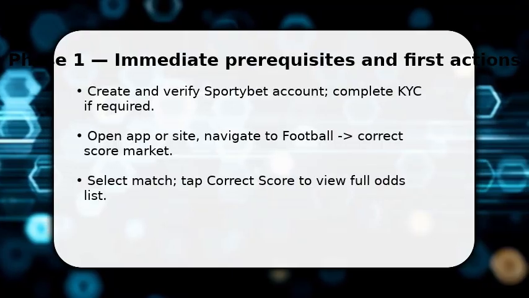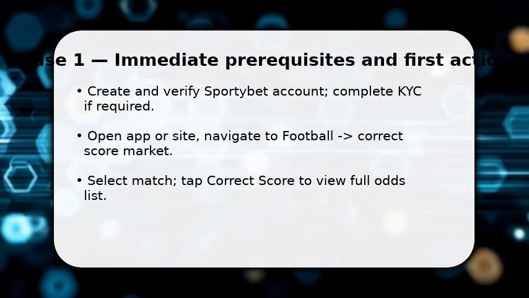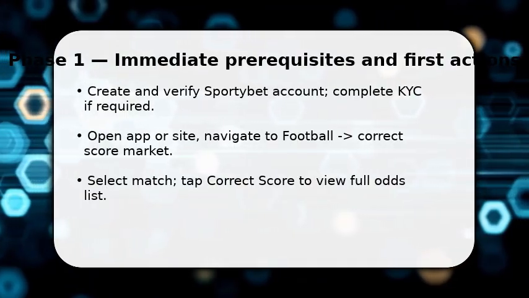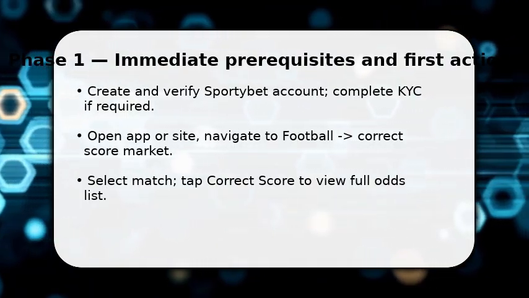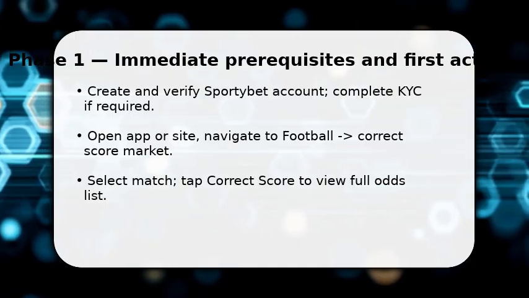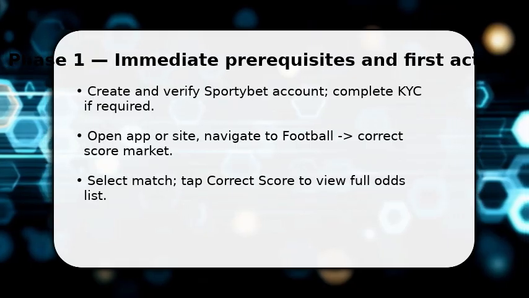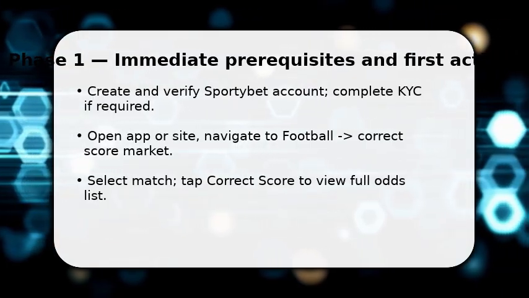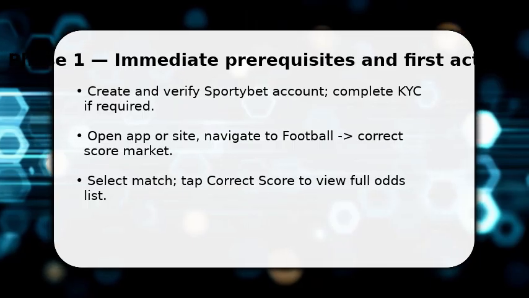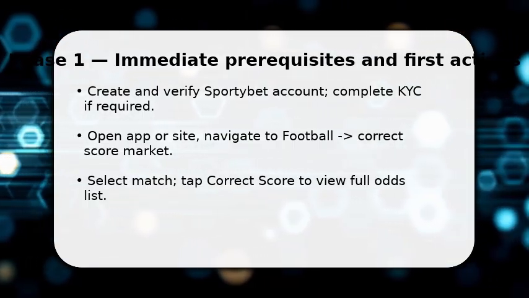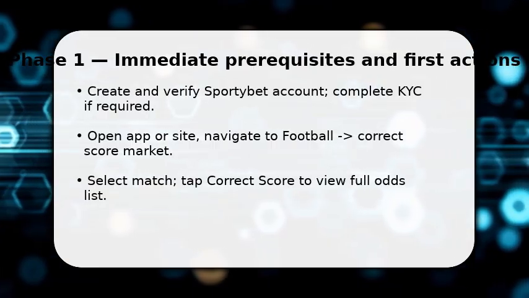You start by making sure your Sportybet account is active and verified. Once done, open the app and go straight to football. Find the fixture you want, then tap Correct Score to reveal all available score lines. You do this now to avoid delays. The market updates quickly. Note the displayed odds and implied probability for each score line and keep the list visible. This opens the decision set you will analyze in the next steps.